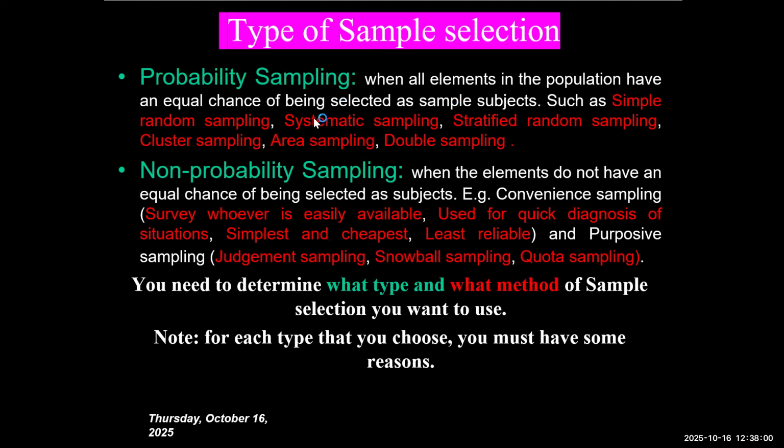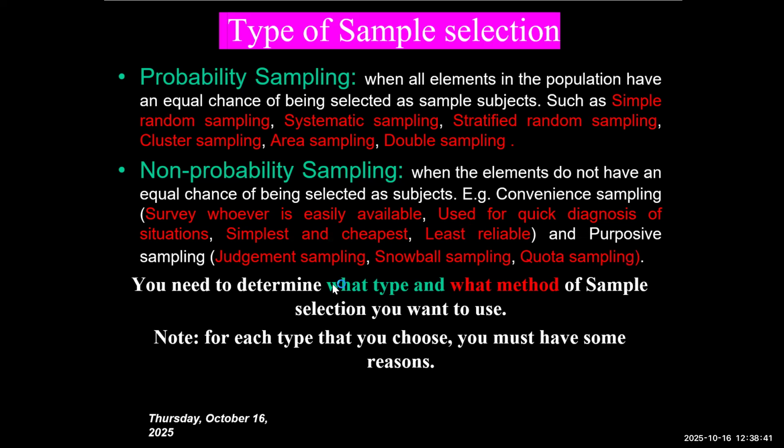But if the people are not ready, and ethically they say they will not participate, there's nothing you can do. Non-probability sampling is when the elements do not have an equal chance of being selected as a subject. Here you are picking them per your convenience, those who are willing to provide the data. An example is convenience sampling, where you go with whoever is easily available, used for quick diagnosis of situations. It is the simplest and cheapest, but the least reliable. People who are ready to give you the data are what you are sampling, and it can be very unreliable because those who have the important data may not participate in the study.